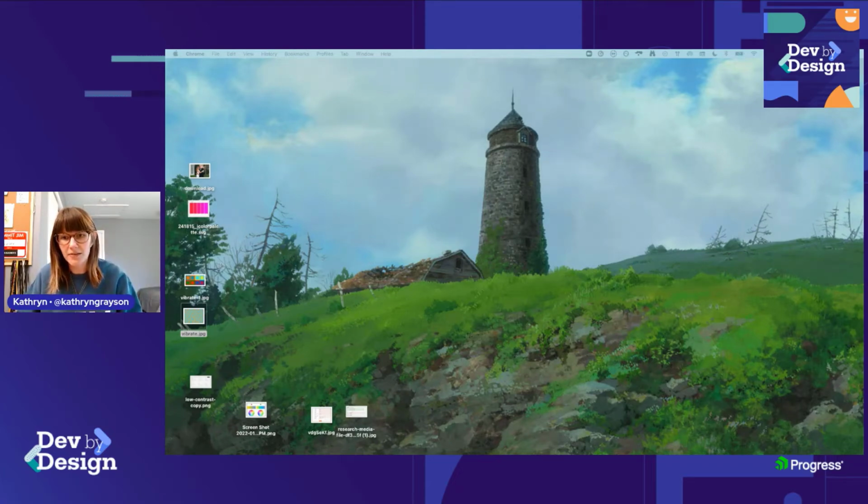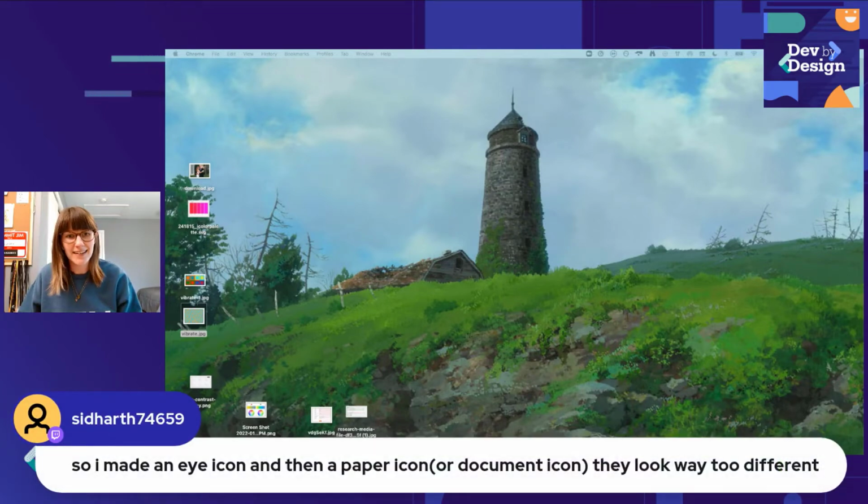Let's see. Eye icon and then a paper icon. They look way too different. Yeah, you're probably dealing a little bit there, I would guess, just because of what those icons are. You're dealing with differences horizontally and vertically, right? So eyes tend to be horizontal. You get that oval shape. Documents tend to be big vertical rectangles. So you might be fighting some of what happened with Figma with your base document size there, but you're also probably fighting just a natural feeling of one not feeling as big as the other because one is naturally taller than the other.